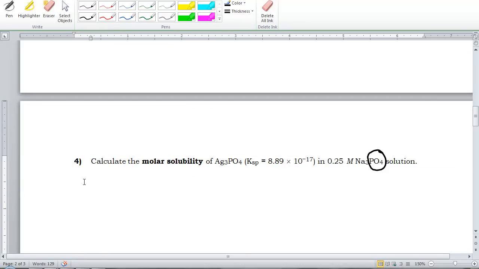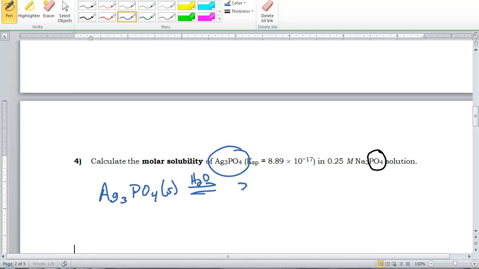Okay, so it's the same salt, so it's the same reaction. This is the insoluble salt, so that is what we are starting with. That salt, not very soluble in water, but we will get some silver ions. We will get some phosphate ions. Okay, same reaction we looked at above.